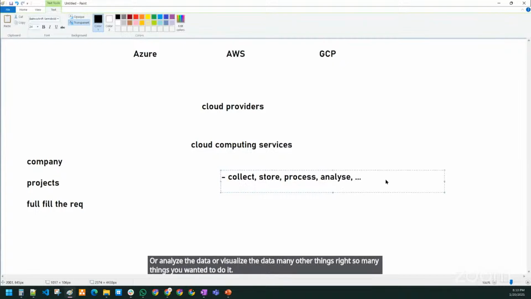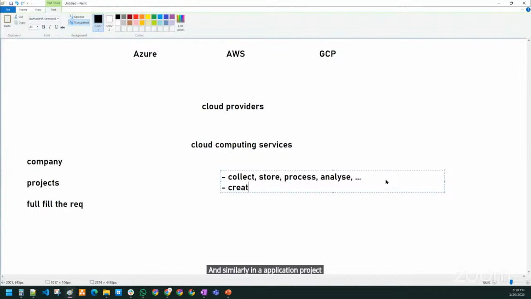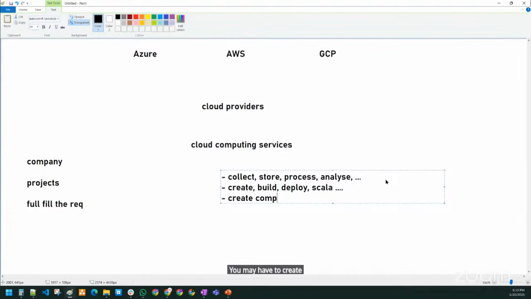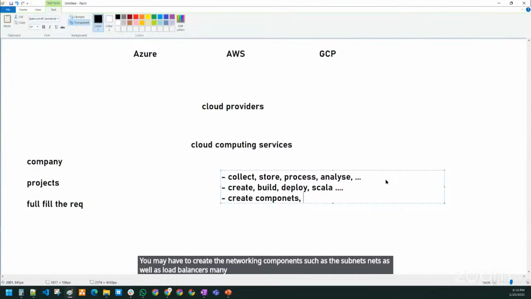Similarly, in an application project, you may have to create application code, build the application, deploy the application, or scale the application, or many other things. Similarly, when you are working in a networking project, you may have to create the networking components such as subnets, nets, as well as load balancers, many things. You may have to create components and build them, deploy them, and according to that, you need to scale them, right?